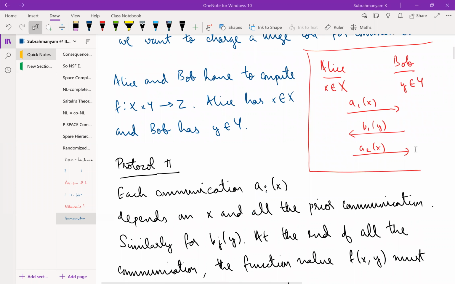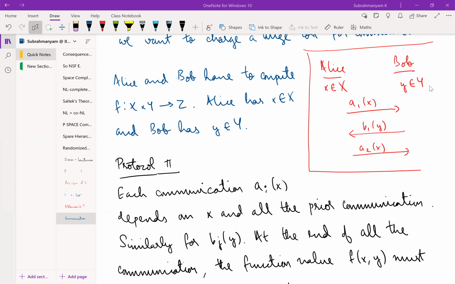So typically, how could this happen? One very trivial thing to do would be for Alice to send her input to Bob, and Bob computes the function. Bob can compute the function because he has unbounded power, and then Bob tells Alice the function value. He computes f(x, y) and sends f(x, y). This is trivial and it will always work. But this involves Alice having to send her entire input and Bob having to send the answer. Or vice versa: Bob could send his entire input to Alice and Alice could compute and send f(x, y).